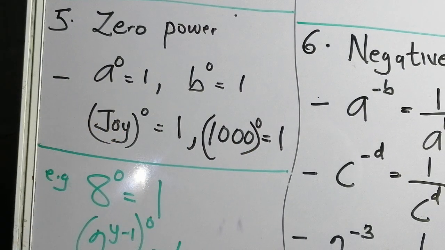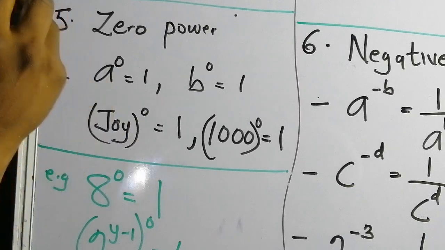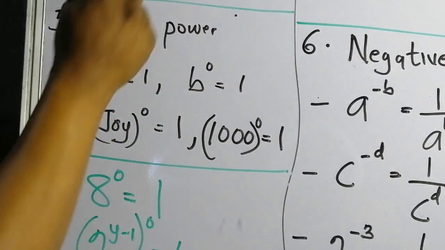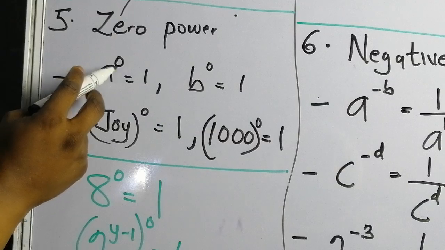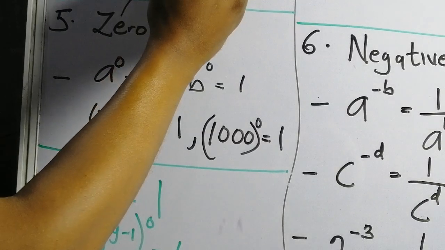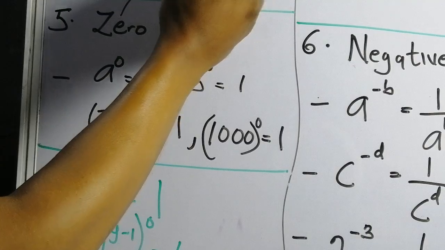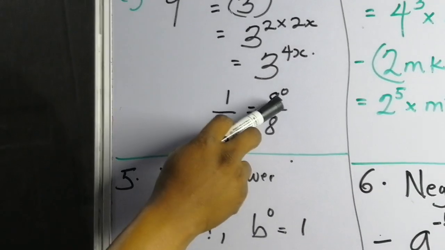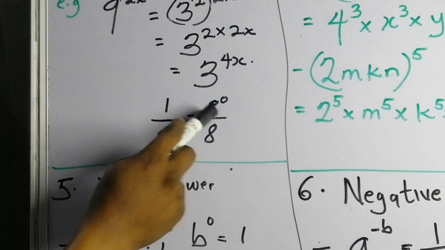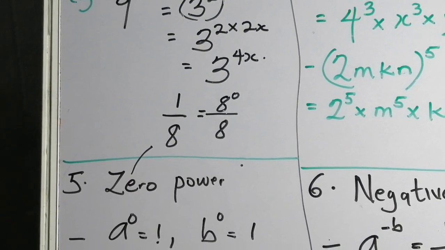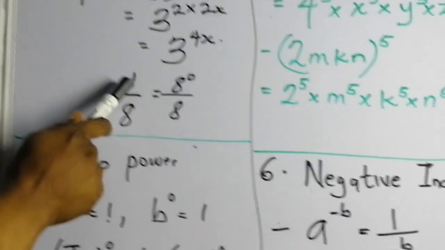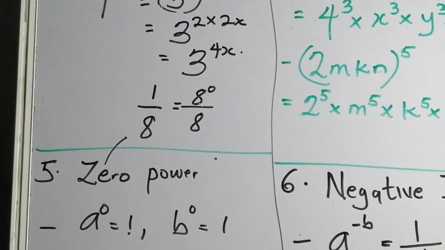If you remember, one of the questions I shared after multiplication and division law, I wrote something like 1 over 8. Look at this one here. Don't forget, I said anything raised to power 0 is equal to 1. I can also write the same thing as 8 raised to power 0 over 8. It's the same thing. So my 1 here is the same thing as 8 raised to power 0. Anything raised to power 0 is 1. It's just simple logic. Just understand those laws. Instead of me writing 1, I can write 8 raised to power 0.